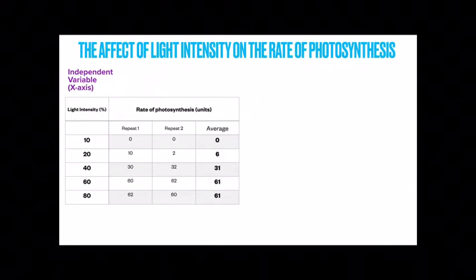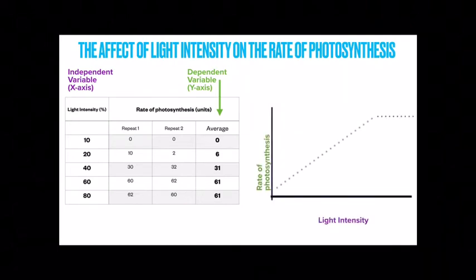And you can see that they've done one repeat and then they've done a second repeat, okay? If you repeat an experiment, it increases the reliability because you can calculate an average. And that's what they've done here in bold. So we have the average rate of photosynthesis for each light intensity. This is what we're going to put as the dependent variable on the y-axis. So we turn that into a graph.